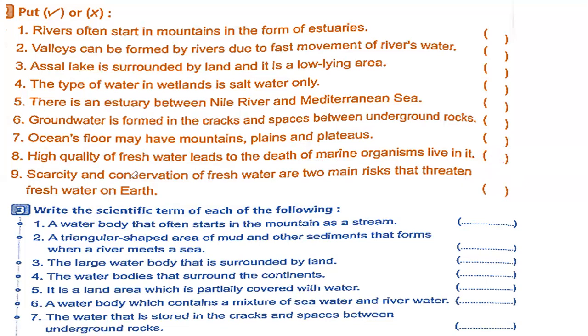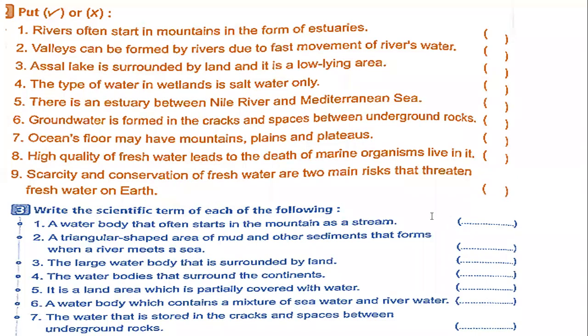Scarcity and conservation of fresh water are two main risks that threaten fresh water. So scarcity, yes, but conservation, no. It must be scarcity and quality. If not conservation, must be quality. So the last one is false. Right is a scientific term.